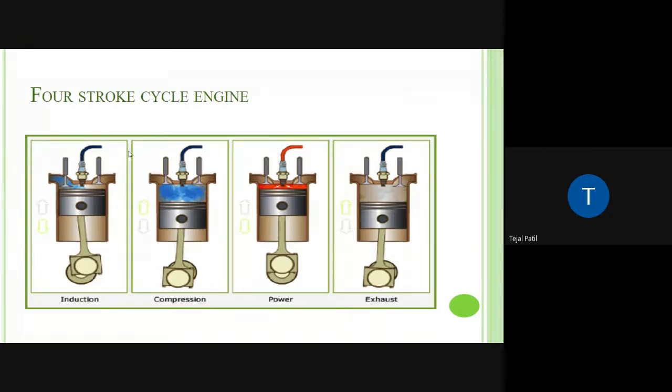Okay, then the piston will move upward, and it allows the exhaust gas to go outside, and again the piston will move downward, and the same cycle will repeat. This is what is for the four-stroke petrol engine.